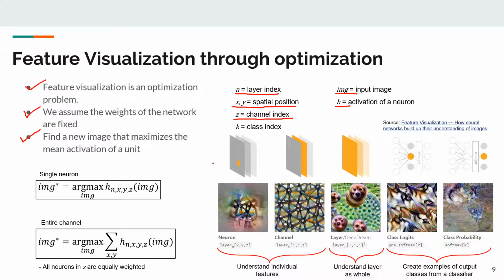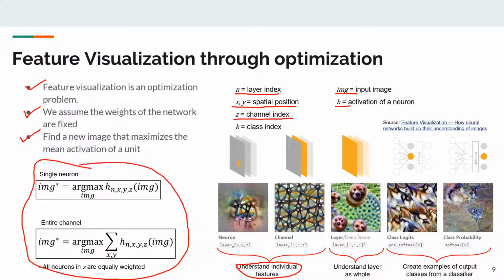If we want to understand individual features, we can search for examples where they have high values, either for a neuron at an individual position or for an entire channel. This is done using these two equations. If we want to understand a layer as a whole, we can use the Deep Dream objective, searching for images the layer finds interesting. And if we want to create examples of output classes from a classifier, we have two options: optimizing class logits before the softmax or optimizing class probabilities after the softmax. In this optimization formula, all neurons in channel z are equally weighted.